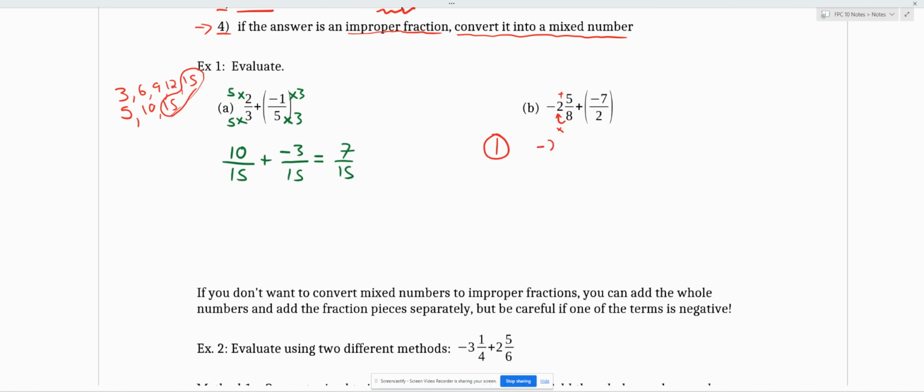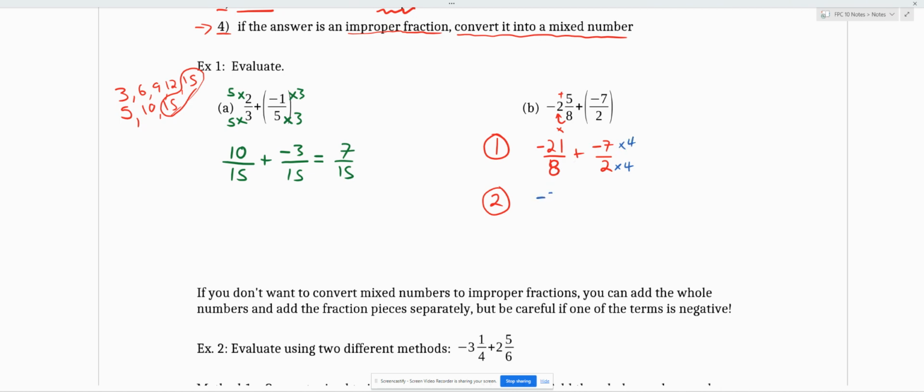So now I have negative 21 over 8 plus... and this one I'm leaving. It's already improper. Okay, so there's step 1. Step 2, I need same denominator. So that's easy. All I need to do is look at my two denominators and how can I get them the same? Well, one's an 8, what's a 2? I can see, oh, I could just multiply this 2 by 4 and I'll get a common denominator.